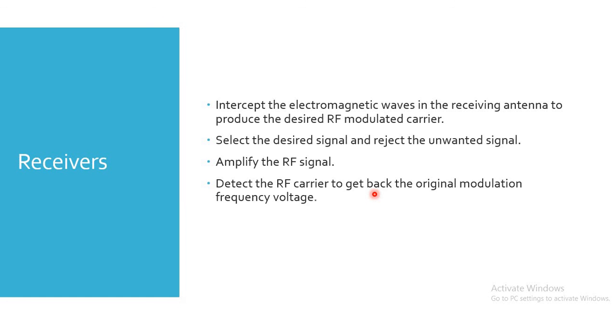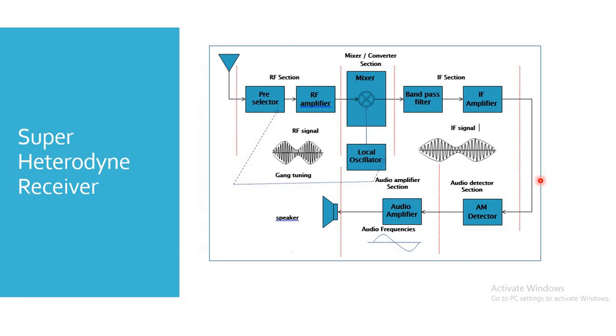Now basically, what is the need of a receiver? Receivers are used to intercept the electromagnetic wave in the receiving antenna to produce the desired RF modulated signal, select the desired signal and reject the unwanted signal, amplify the AF signal, and detect the RF signal to get back the original modulating frequency voltages. So these are all the requirements of using a receiver.